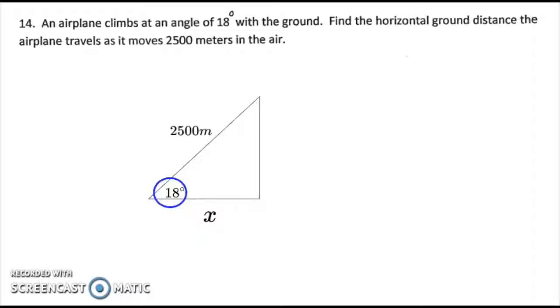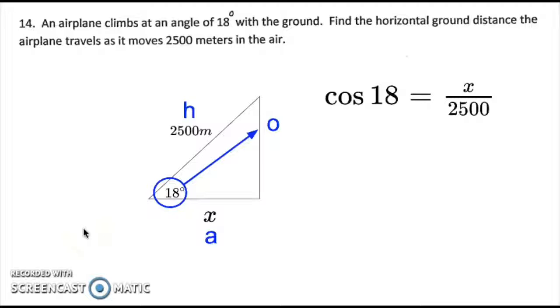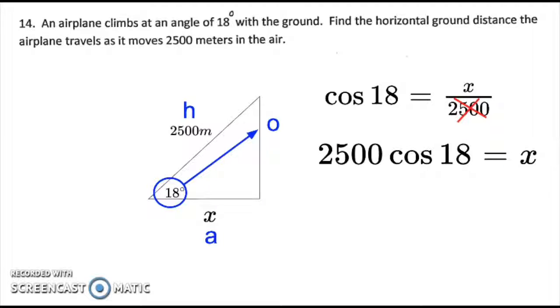So setting up the sides, we circle the angle, draw the arrow across, and that side is going to be opposite. This side is going to be hypotenuse, and the one next to the angle is going to be adjacent. So looking at the side we're looking for and the one we're given, we have A over H, which will be cosine. So cosine of 18 equals A over H, or X over 2,500. So we cross out the 2,500 when the number's at the bottom, and writing it in front, we get 2,500 cosine 18 equals X.